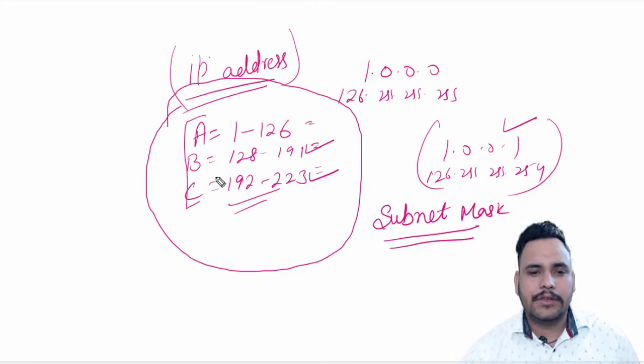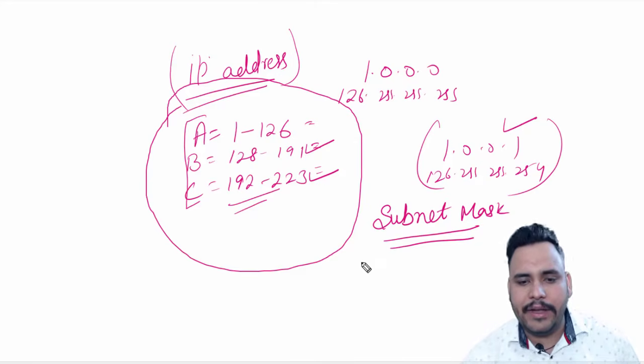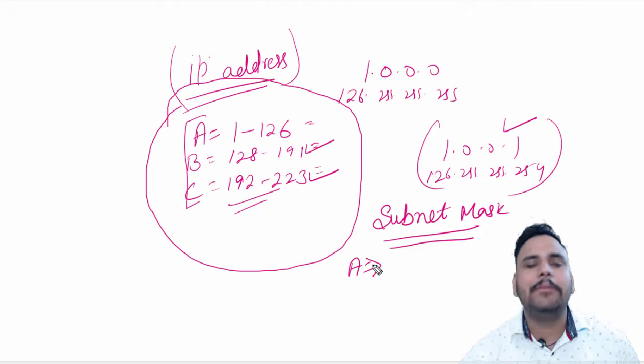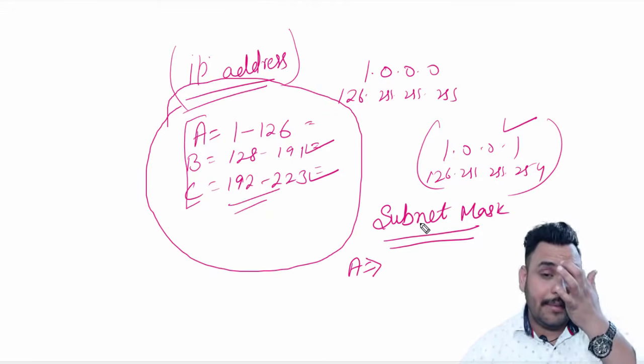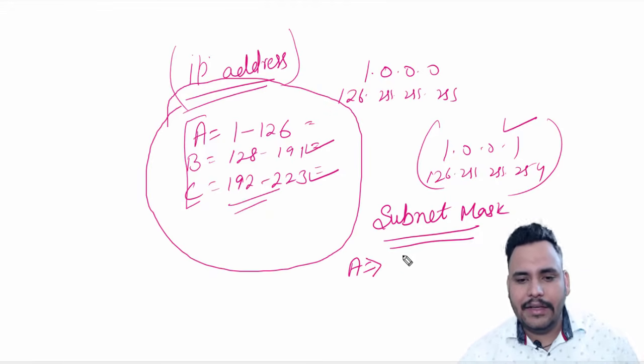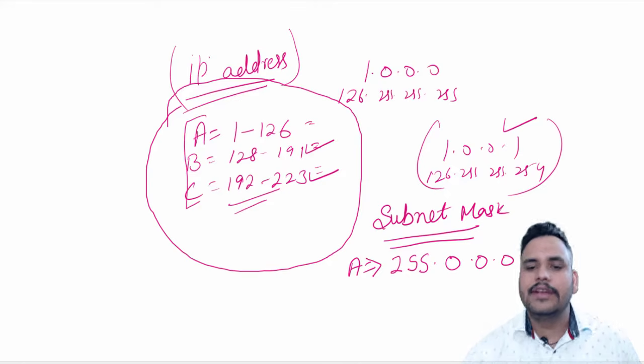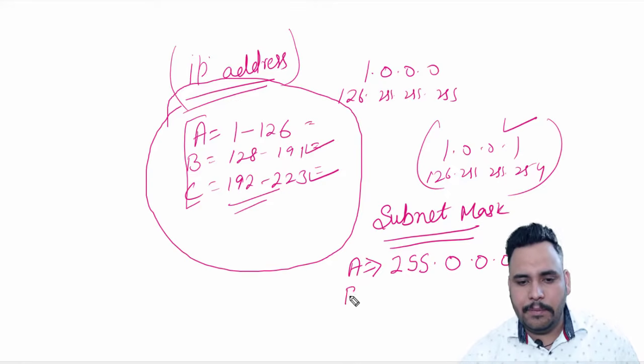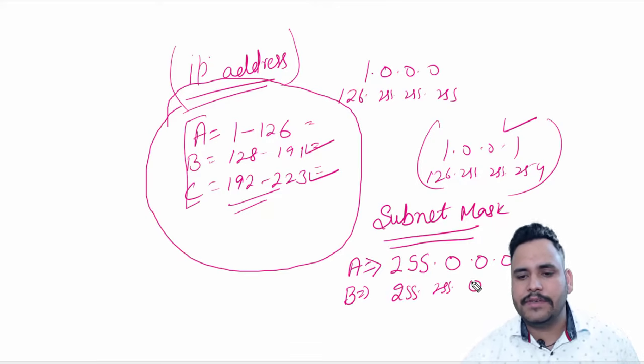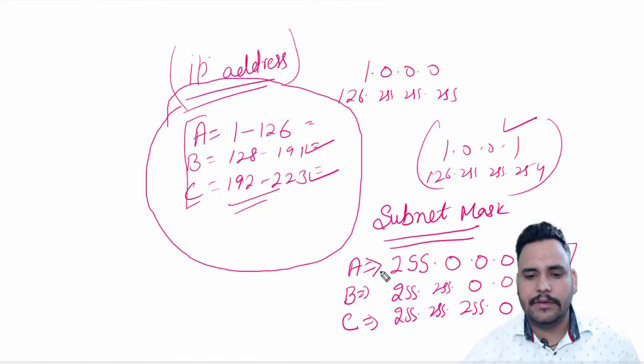Subnet mask. If you give an A class IP address to any PC, like when you give an IP address to your LAN card, then automatically the value 255.0.0.0 will be placed in the subnet mask option. In B class, 255.255.0.0 will be there. In C class, 255.255.255.0 will be there.